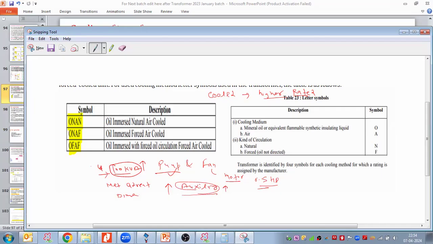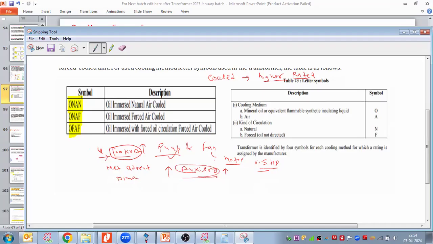So in the small system, we go with the natural cooling. But when my transformer rating is in the MVA, like 60 MVA, 50 MVA, 100 MVA, in that case, when we go with the forced cooling, ONAF or OFAF, my transformer output power is increased. Generally, it is increased by 25%. Let us see how much it is increased.